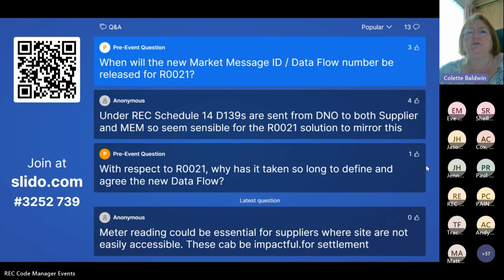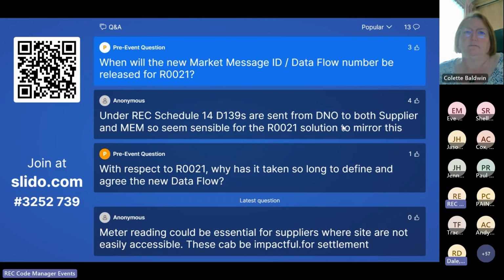So that will be released shortly after a decision is made on the change. So if the change is approved, then the release information will be shared shortly afterwards. I'm not quite sure, Ryan, do we have a date for that? Not as yet, no, but obviously working to as soon as possible.